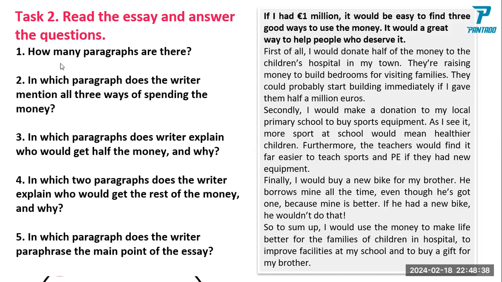Okay, Lin. So there are questions. How many paragraphs are there? Can you read? There are five. Okay, we have five paragraphs. In which paragraph does the writer mention all three ways of spending the money? What paragraph, Lin? One, two, four, or number five? Number two. Number two. In which paragraph does the writer explain who would get half the money? Four. What is your answer? I think it's paragraph three. Paragraph three. Yes.